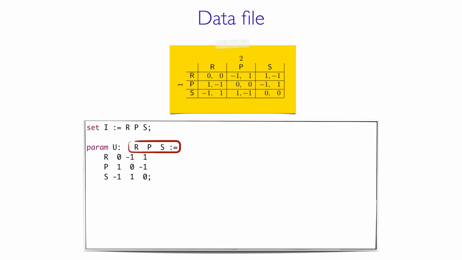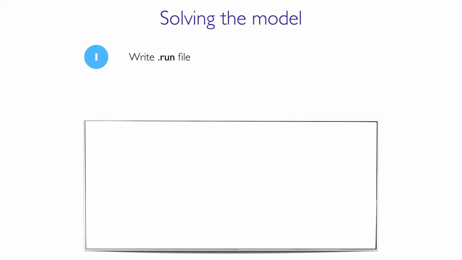After specifying the name of the parameter followed by a colon, the first line contains the indices of the columns of the matrix, followed by a colon and an equal sign. Then each subsequent line specifies a row of the matrix. The first element is the index of the row, while the other elements are the entries. Note that it is sufficient to put a space to separate two elements on the same line. This is the complete .dat file.